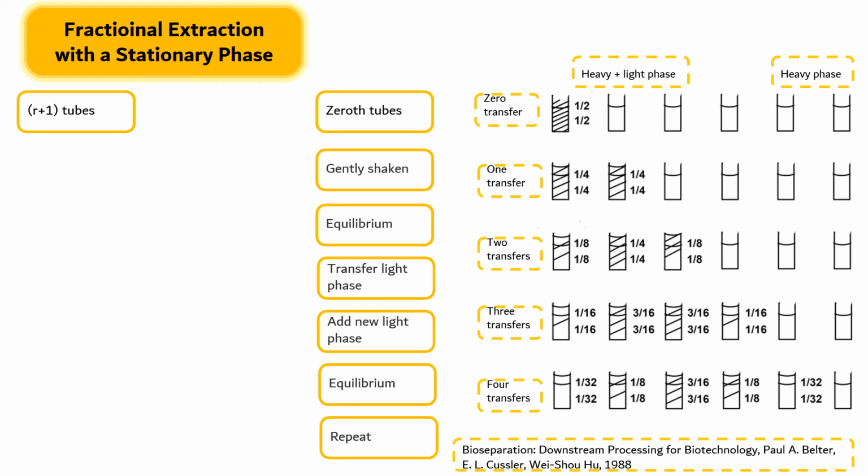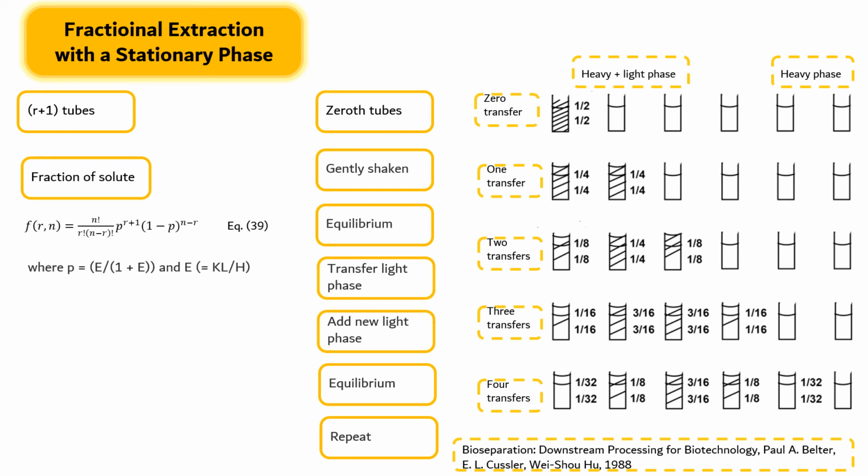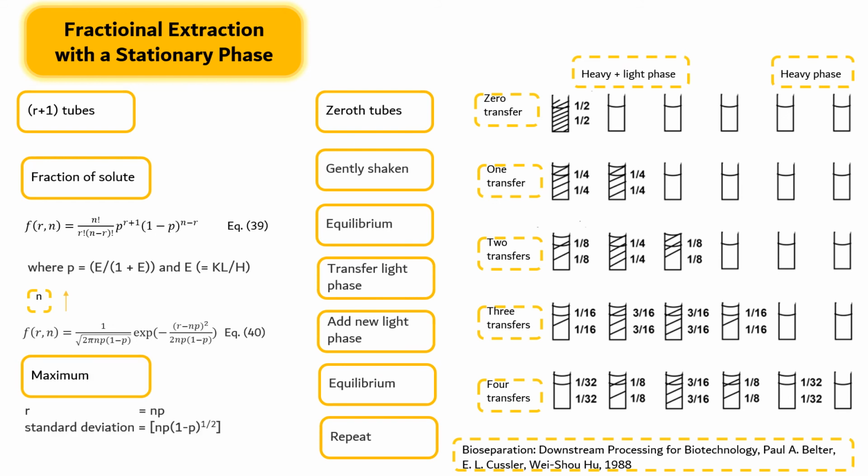The distribution of solute is illustrated in the right figure for the case of equal volumes and equal concentration at equilibrium. The fraction of the original solute that is in tube R after n total transfers is given by equation 39. As the number of transfers n becomes large, equation 39 approaches a Gaussian curve as shown in equation 40. This profile has a maximum when r equals np and a standard deviation equal to np times (1 minus p) to the power of 0.5.